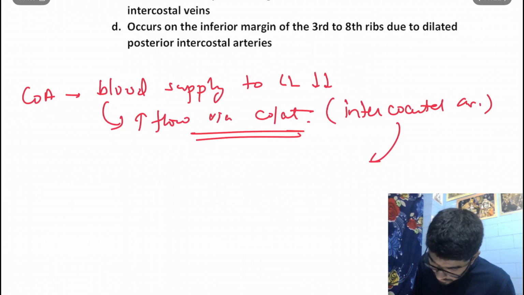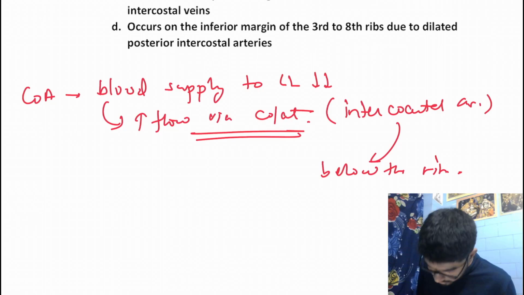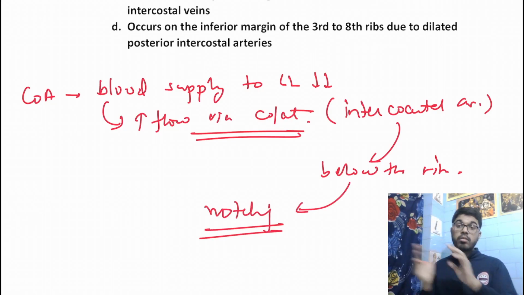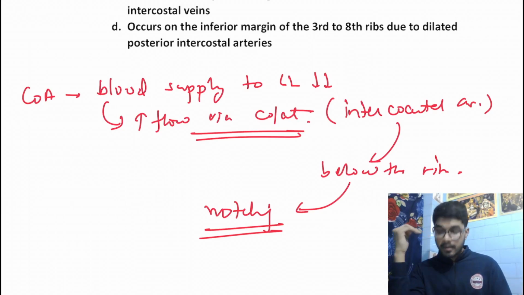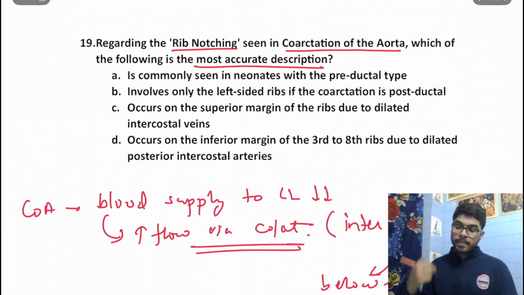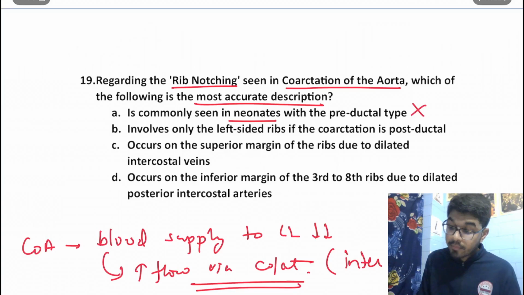And these intercostal arteries run below the ribs, and this chronic increased flow through the intercostal arteries would lead to notching of the bones, notching of the inferior surface of the ribs. Now if we look into the options, "is commonly seen in neonates with preductal type." No, this is a false statement. In neonates we won't get that, right?